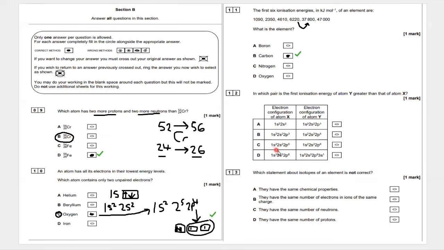If we look at C, 1s2, 2s2, 2p5, and then we look at Y here, we got 2p6. Definitely it's going to be harder to remove an electron, regardless of the spin pair repulsion. A full orbital there, all the p orbitals there are full. It's going to be a lot harder than here, where the subshell is not completely filled and is missing an electron. So actually, our answer is going to be C. That is the position where Y is going to have a higher first ionization energy than X.